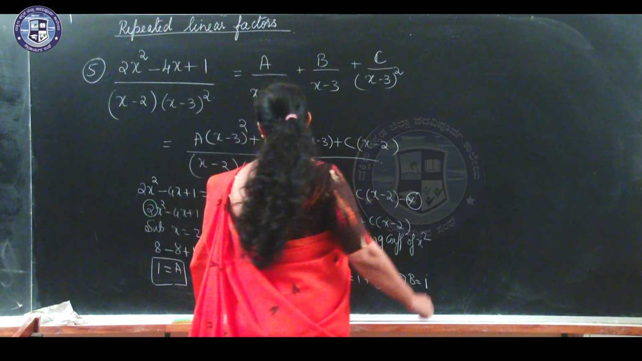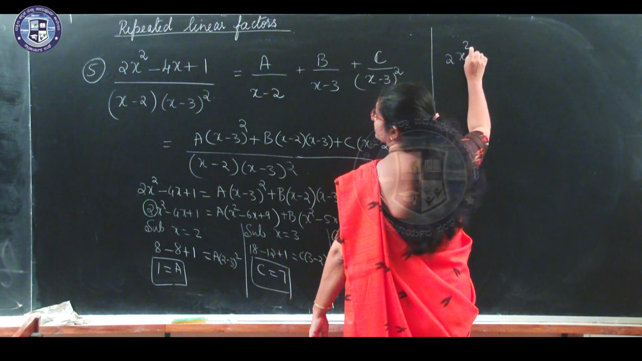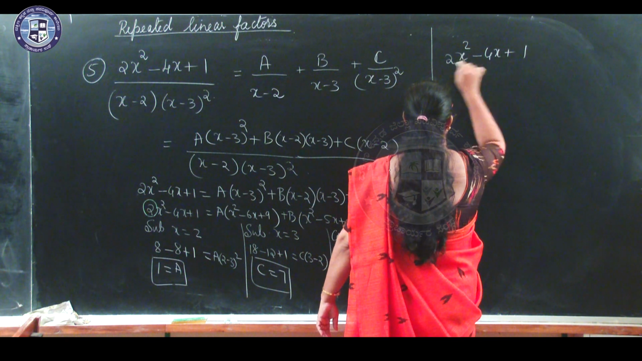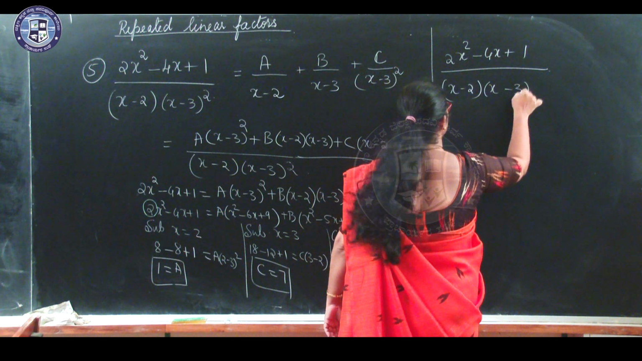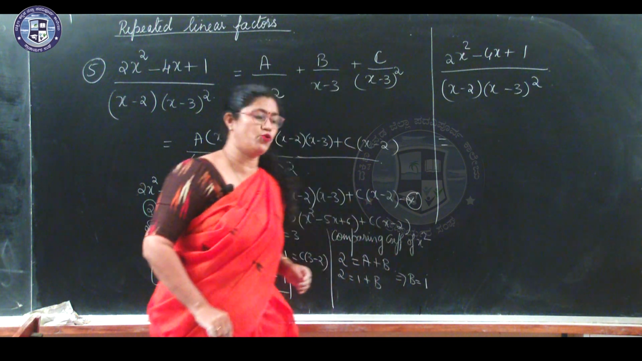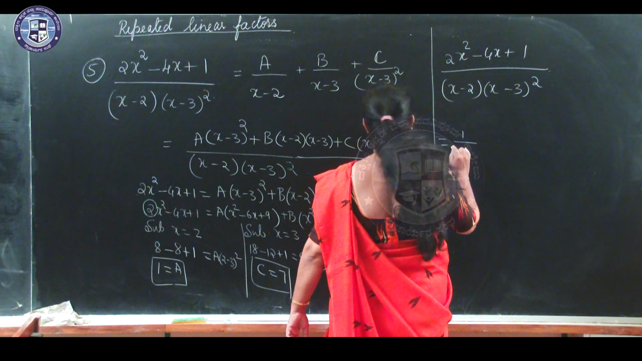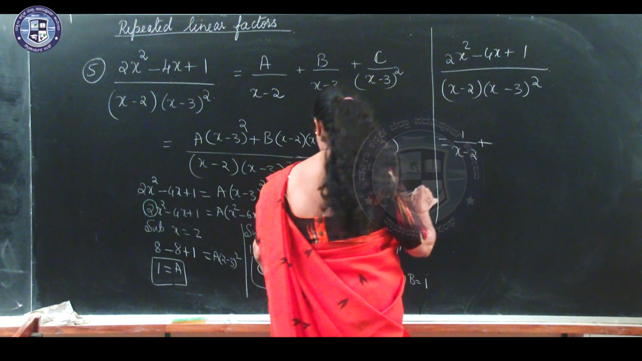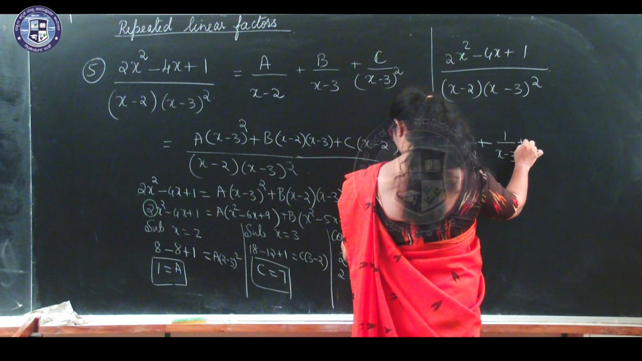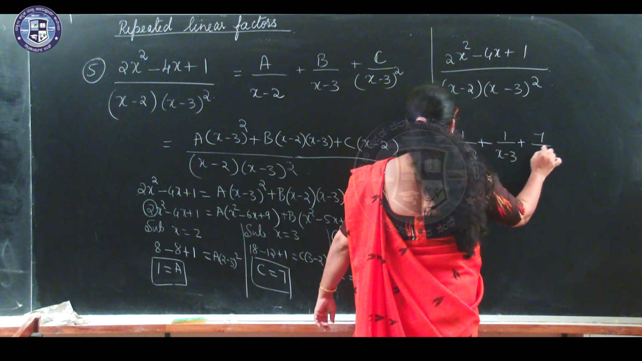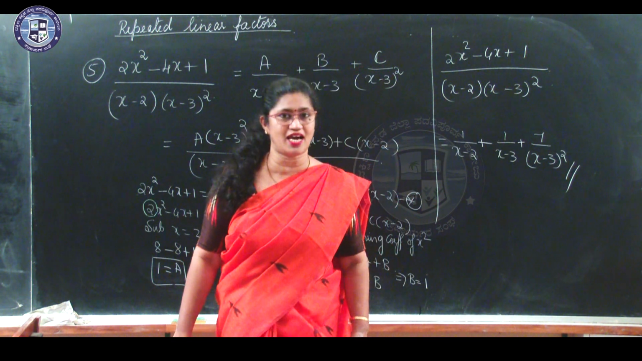And therefore, the final answer, write the question: (2x square minus 4x plus 1) by (x minus 2)(x minus 3) the whole square is equal to. So, what is a? A is 1. So, 1 by x minus 2 plus b is again 1 by x minus 3 plus c is 7 by (x minus 3) the whole square, and this is the final answer.